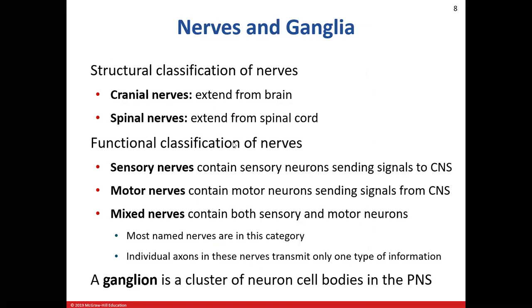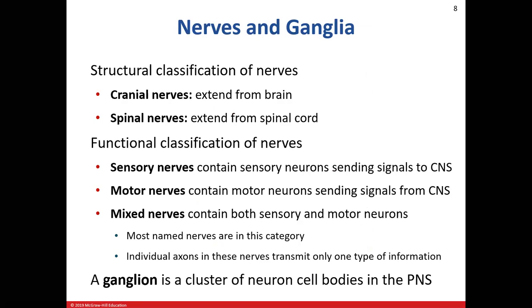So if we look at some of the structural classifications of nerves, we have the cranial nerve or cranial nerves, and these are actually originating in the brain, with the exception of cranial nerve 11, and we'll talk about that one. Spinal nerves, on the other hand, extend from the spinal cord. And so these are all, again, part of the PNS.